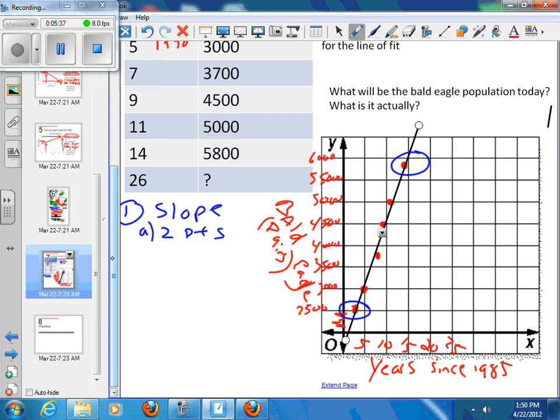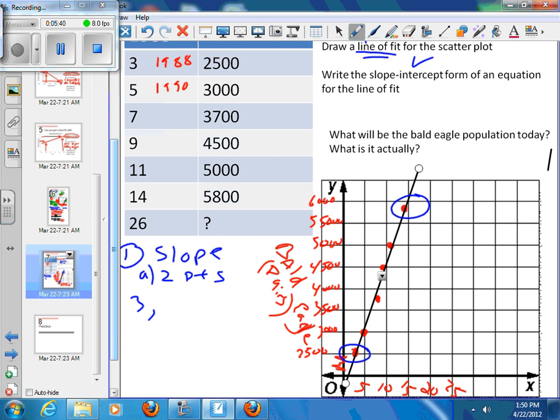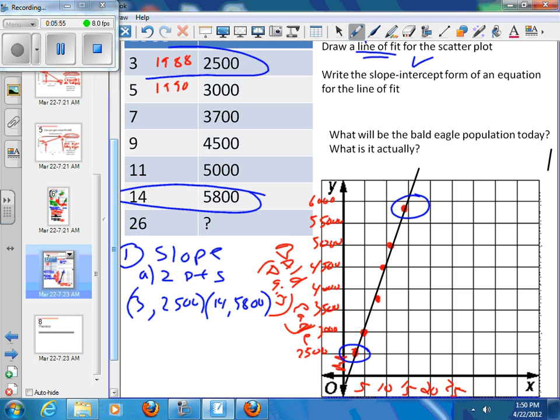So my first point was the point 3 and, well, sorry, 3 is the year, and that's 2,500. And then my other point was the very last point, so that was 14 and 5,800. So I'm using this point and that point.